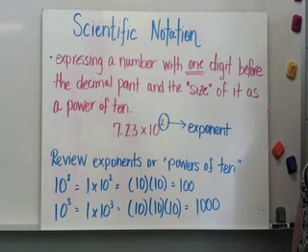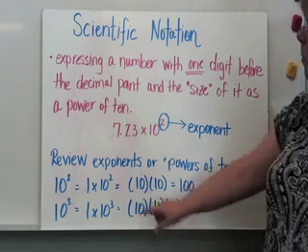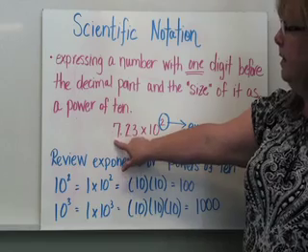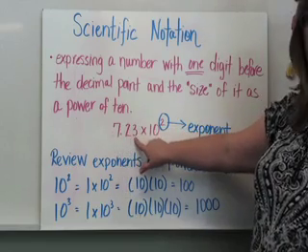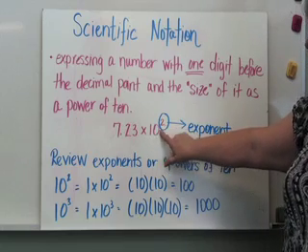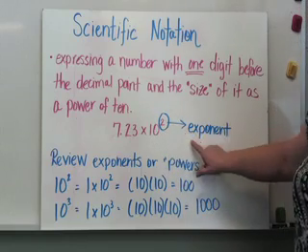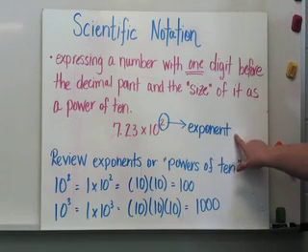So let's just review. What is scientific notation? Well, it's expressing a number with only one digit before the decimal point, and then the size of the number is expressed as a power of 10. So for instance, one digit before the decimal place, 7.23, and then the size is this power of 10, times 10 to the second, and that superscript 2 is what we call an exponent.